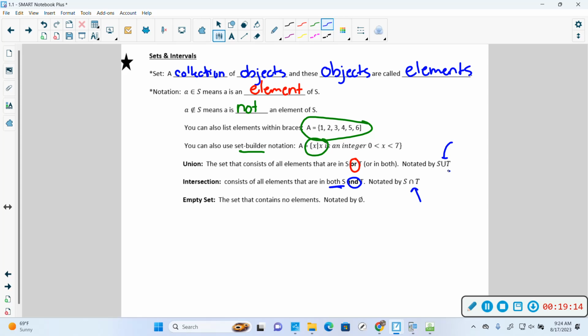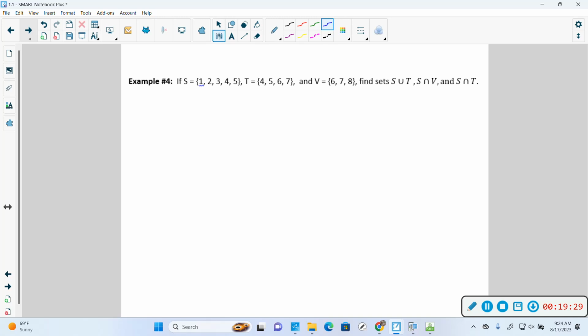And of course you could have a case where there's nothing in common. You could have the slash through there, which means it's empty, there's nothing in common in the sets. So it's some crazy notation, but we're going to practice it.